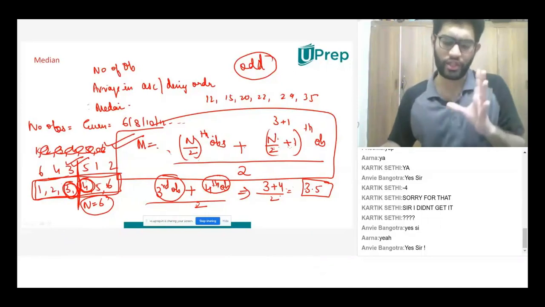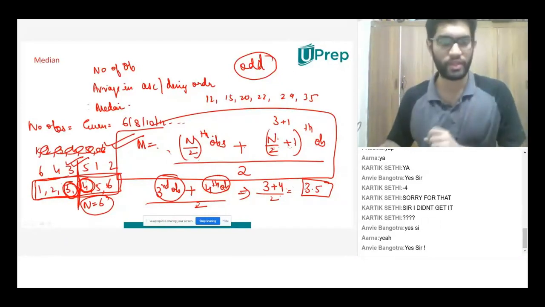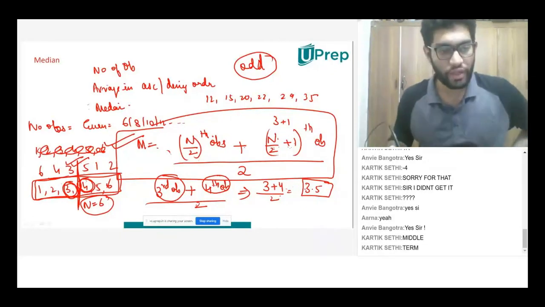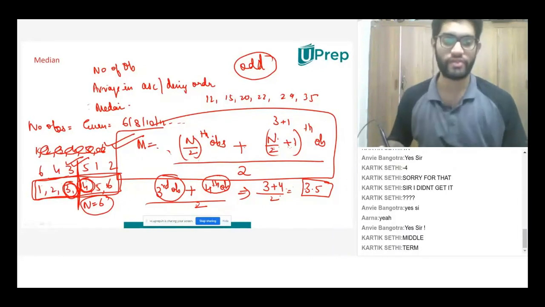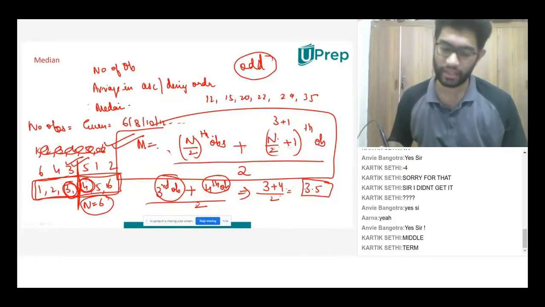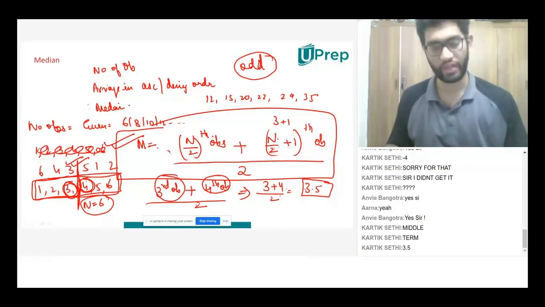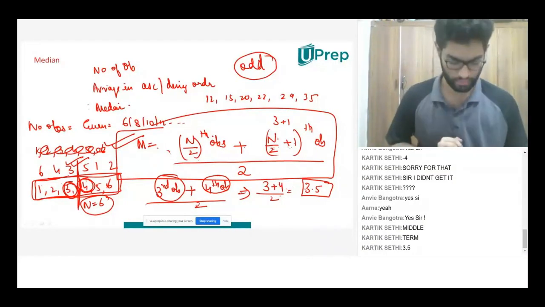Now Karthik, think logically. What is median? Median is nothing else but the middlemost term, the number that falls exactly in between. Now, which number falls exactly in between 1 and 6, Karthik? It is 3.5, right? Is it clear now? Yes, sir. Are we very clear now? Any doubts? Guys, anyone else with any other doubts? No, sir.